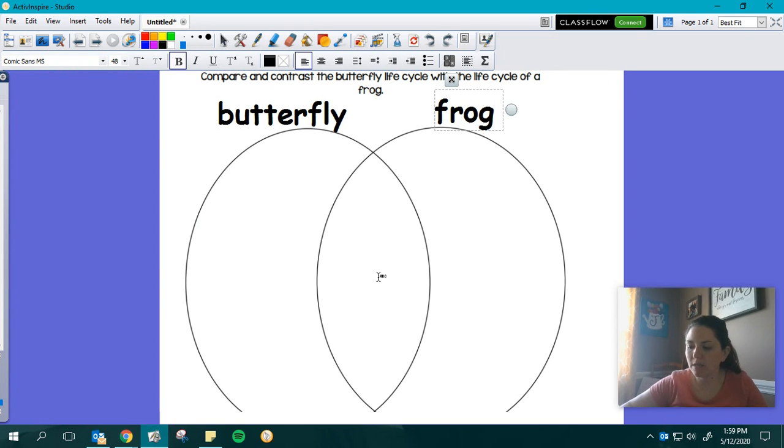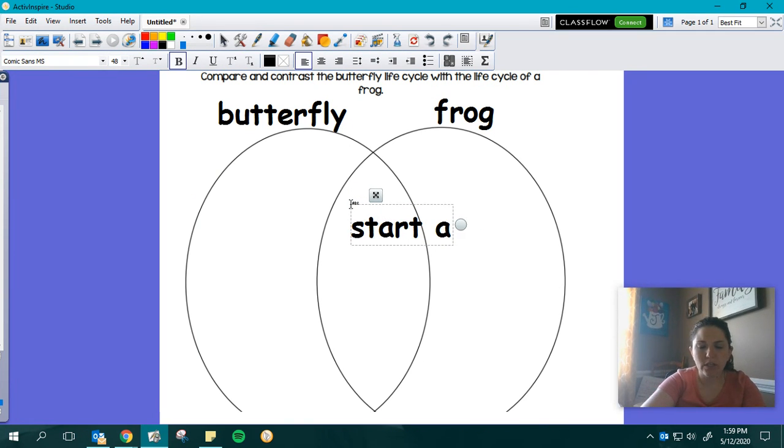So if I'm thinking about the life cycle of a butterfly, I know that a butterfly starts as an egg, it goes to a caterpillar, then a chrysalis, and then it ends as an adult butterfly. If I'm thinking about a frog, I know that a frog starts as an egg, then goes to a tadpole, then goes to a froglet, and then goes to the adult frog. Well, if I'm thinking those through, I know one thing that's the same from both of them is they both start as an egg.